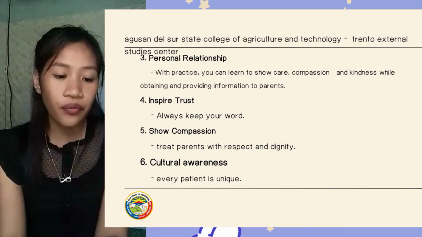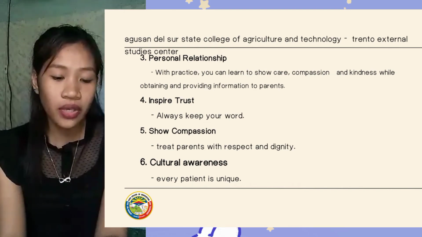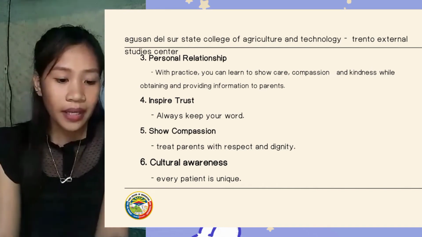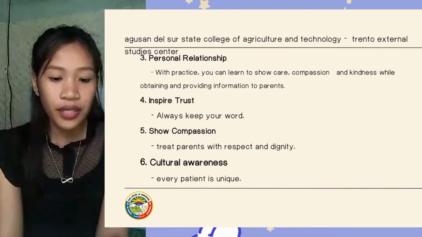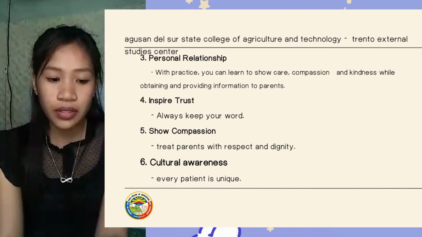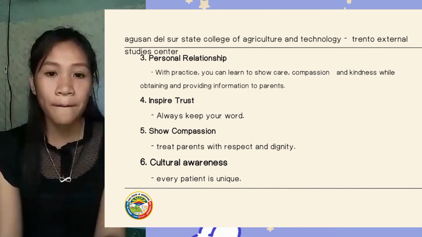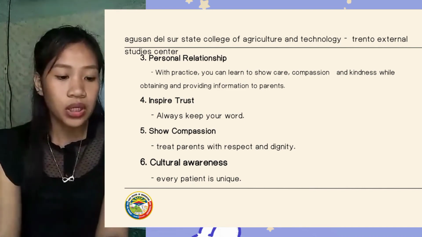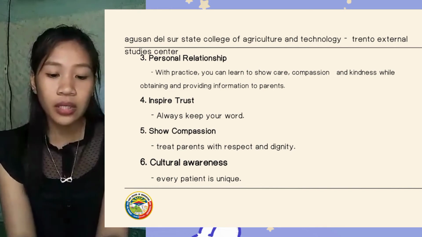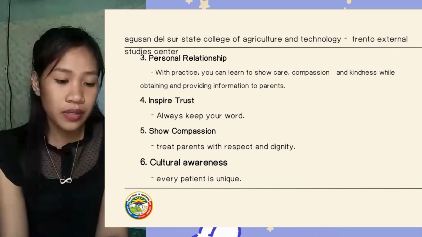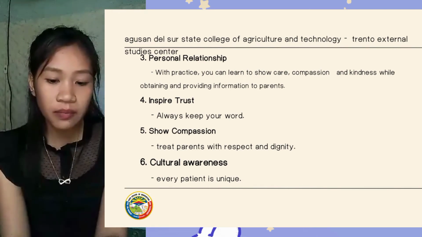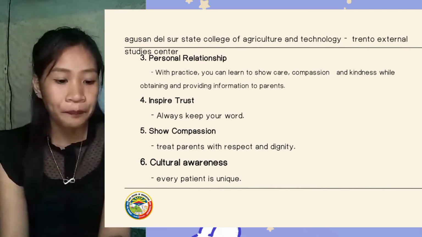And then number 4, inspire trust. Always keep your words. Inspire trust in other ways. It is confidence born from the characteristics and competence of the person or an organization. And then number 5, show compassion. Treat parents with respect and dignity. Number 6, cultural awareness. Every patient is unique.